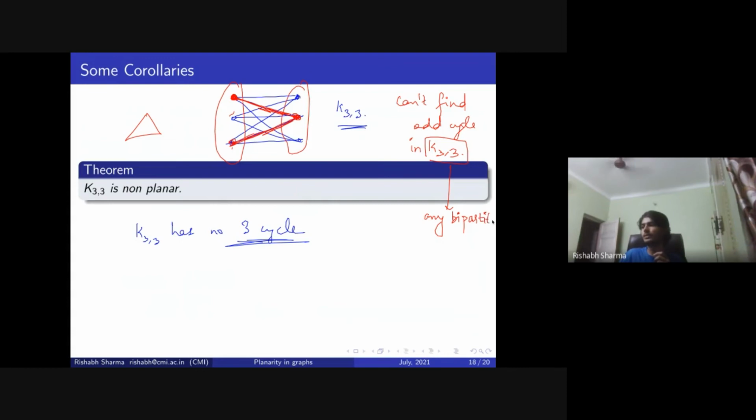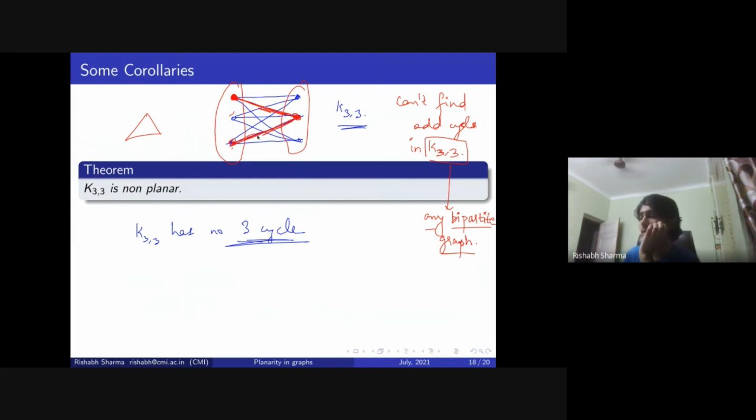If you don't know what these words mean, don't worry, we're not going to use this. This is just for people who know and might be interested. So this is just for your knowledge, that you can't find an odd cycle in any bipartite graph. So does anybody have a question? Okay.